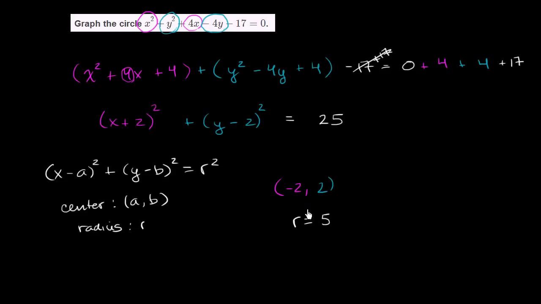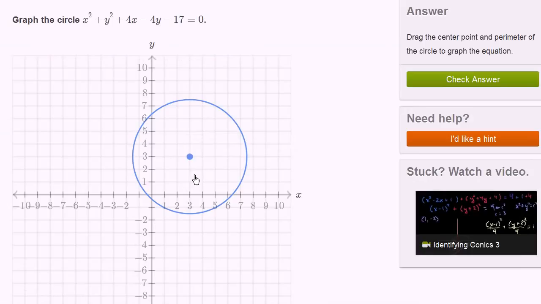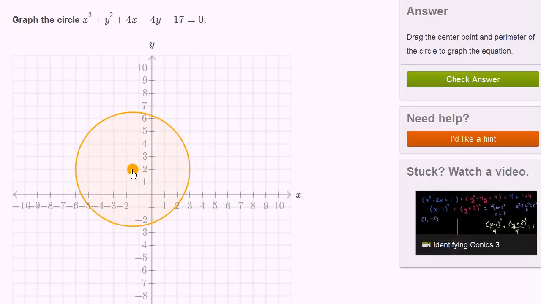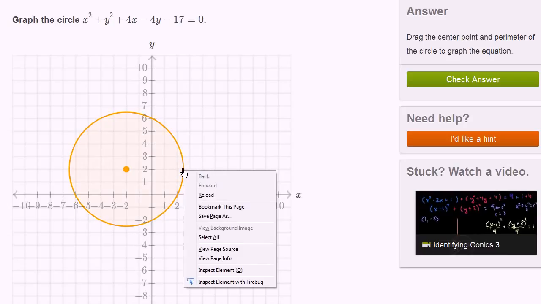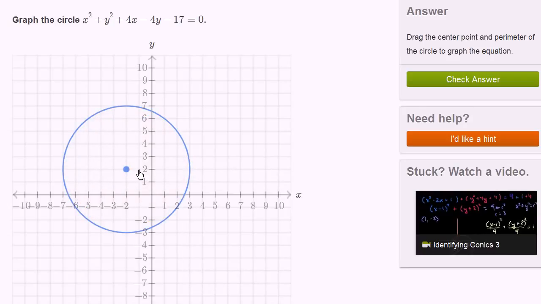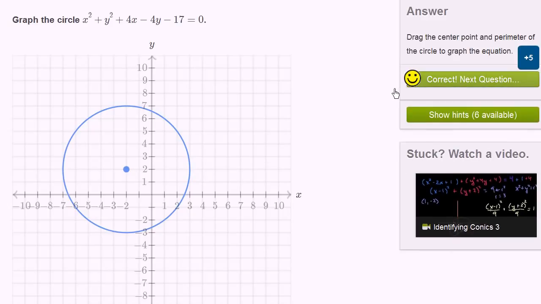So let's go back to the exercise and actually plot this. So it's negative 2, comma 2. So our center is negative 2, comma 2. So that's right over there. X is negative 2, y is positive 2, and the radius is 5. So let's see, this would be 1, 2, 3, 4, 5. So you have to go a little bit wider than this. My pen is having trouble. There you go. 1, 2, 3, 4, 5. Let's check our answer. We got it right.